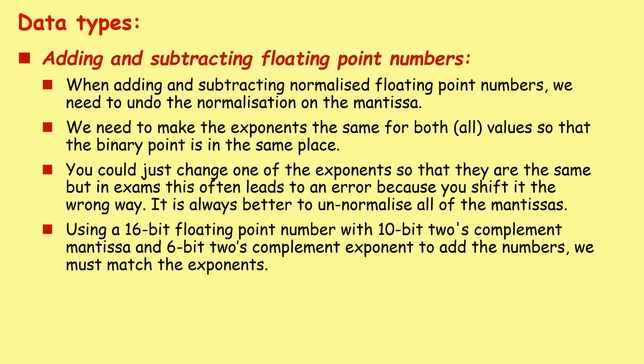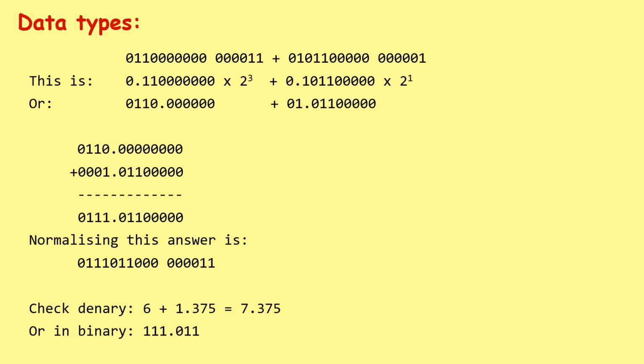Using a 16-bit floating point number with a 10-bit 2's complement mantissa and a 6-bit 2's complement exponent to add numbers, we must match the exponent. So that's the next slide. Have a look at this. If you follow the rules that I've gone through, that takes you through the whole process. We make sure we normalize it at the end, just to be sure. But if we follow this method, we should get the right answer. So again, this is adding it.